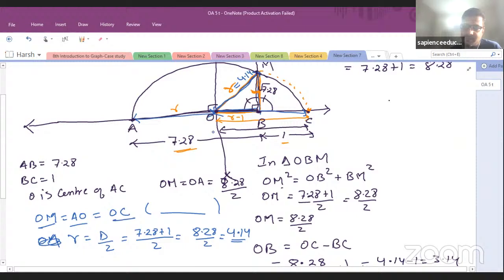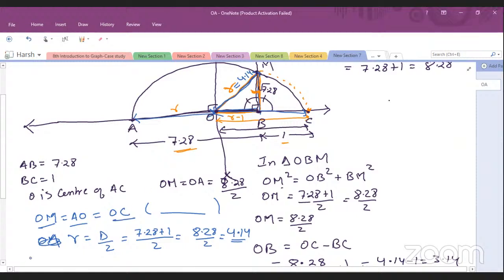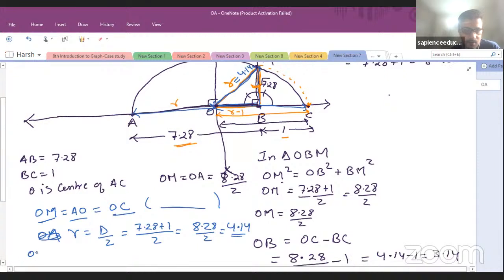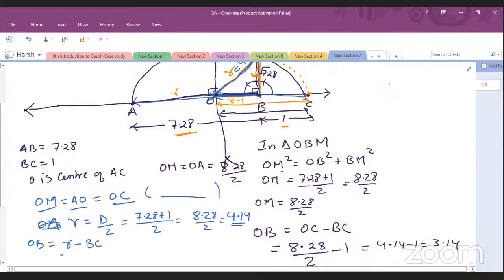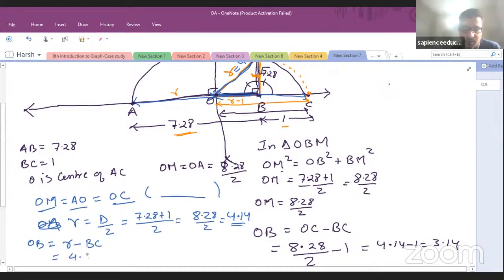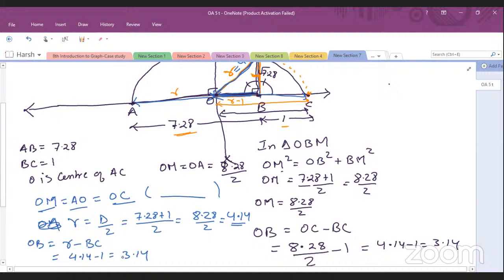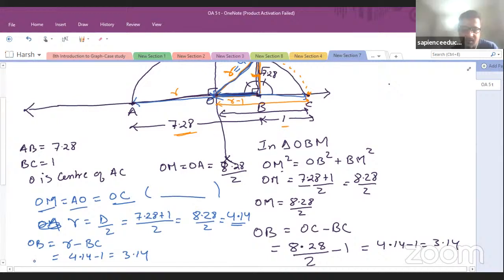Is it clear? Yes, sir. Till now it's clear. Okay. What is OB? What is the OB value? Is it radius minus BC? OB. So R minus 1. So R we have got 4.14 minus 1, which is equal to 3.14. Correct? So OB you got as 3.14. Is it clear? Yes, sir. Till now.